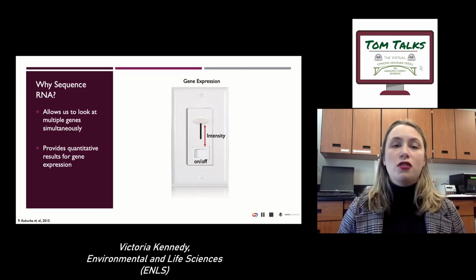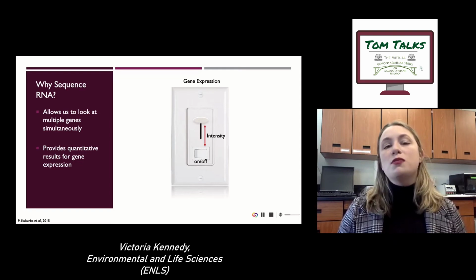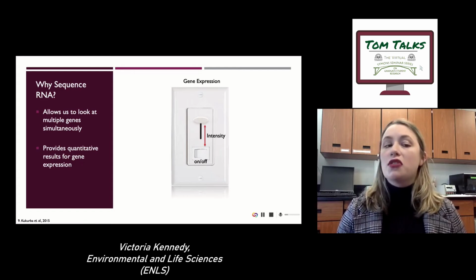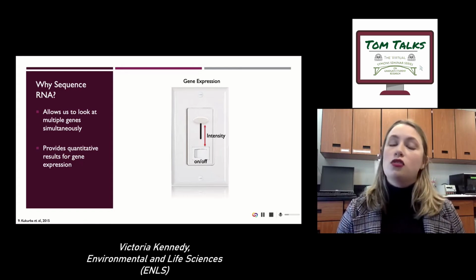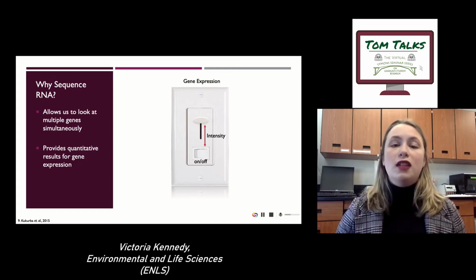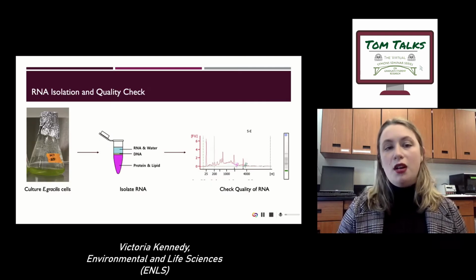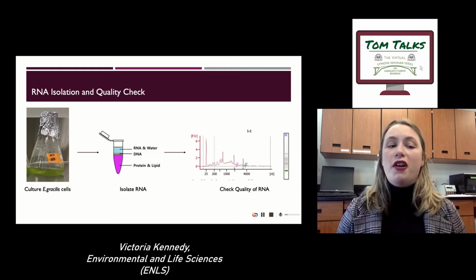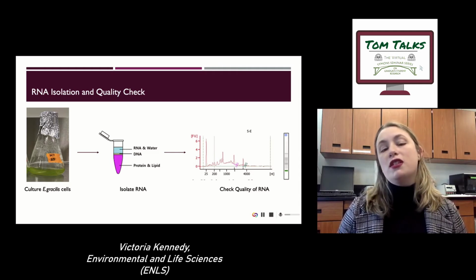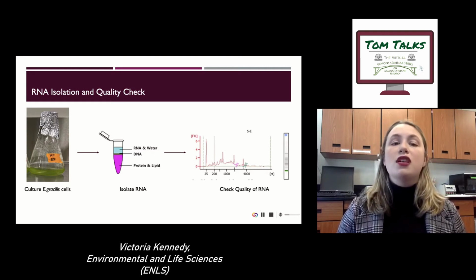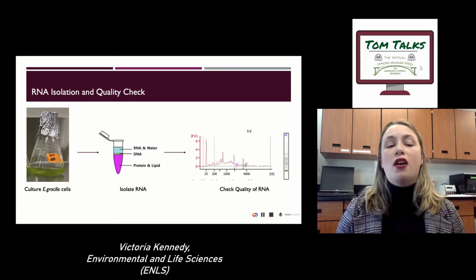A gene can either be turned on or off, but a gene can also change the intensity at which it's turned on. We call that up or down regulation, so it's either turned on more or less depending on the situation. And RNA sequencing allows us to look at all of these changes within the genes. But before you can get to RNA sequencing, you need to first get yourself some RNA. So I grew up cultures of Euglena gracilis. I grew both pre-treated and non-pre-treated cultures, as well as cultures that had been exposed to cadmium and those that had not, because I wanted a data set that could encompass all the changes.